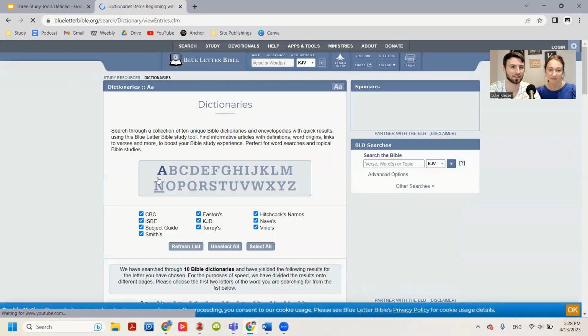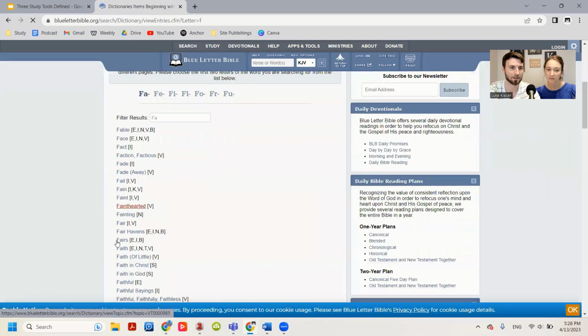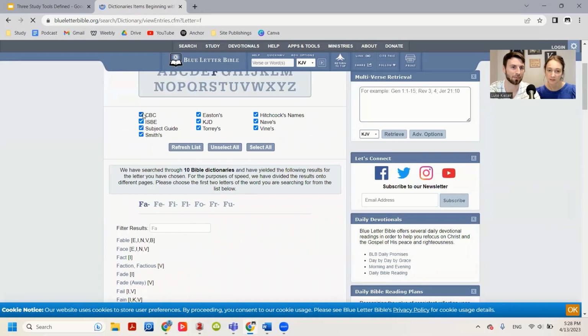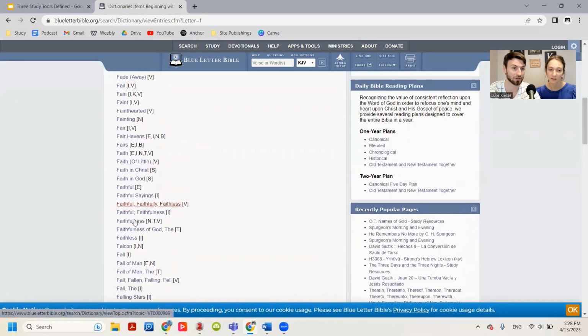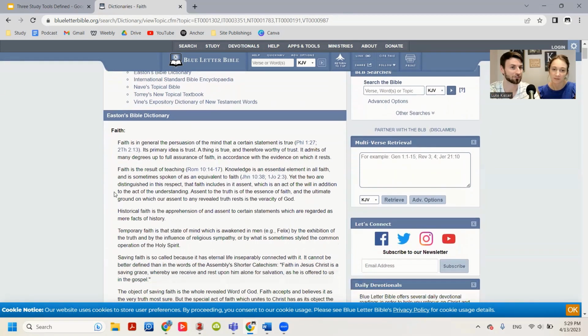So you can see here. If we're going to study faith or look into faith, you can come here, click on F, and find faith. And the way that Blue Letter Bible works is they have multiple dictionaries up here that you can check and uncheck. Okay. And so here, faith, you can see these are multiple dictionaries that have entries. So if I click on this, there's 5 dictionaries kind of feeding into this one word. So Easton's Bible Dictionary, International Standard Bible Encyclopedia, Nave's Topical Bible. All of these have entries on faith. Okay.